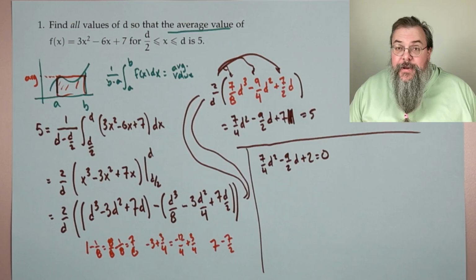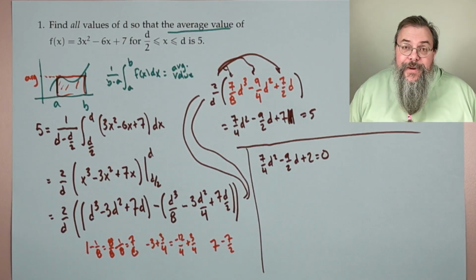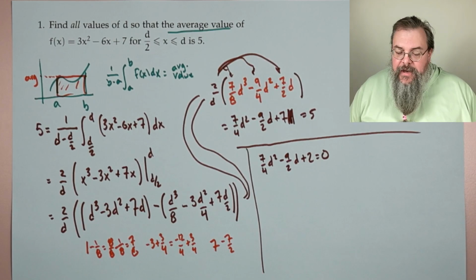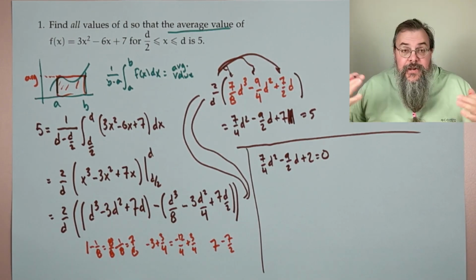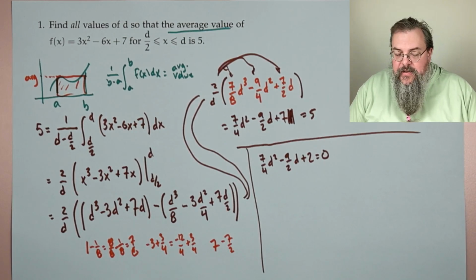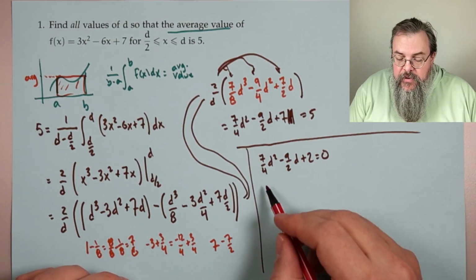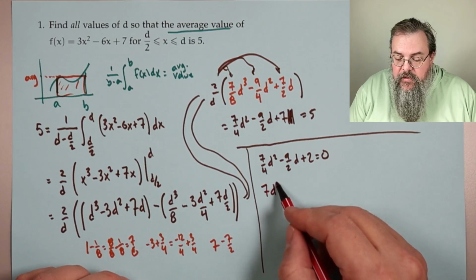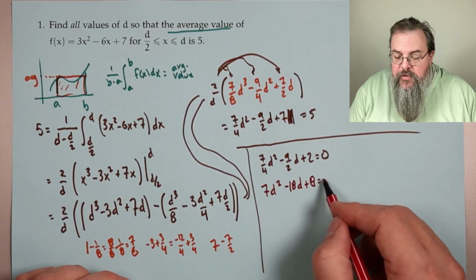And if there's one thing we know, or at least hopefully we remember, is how to solve quadratics. All right, well, maybe we'll get lucky and it factors nicely. So let's clear out and get rid of fractions. I'm going to multiply everything by 4. So doing that, we get 7d squared minus 18d plus 8 equals 0.